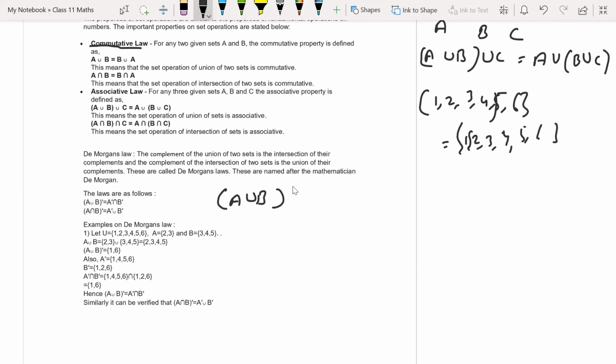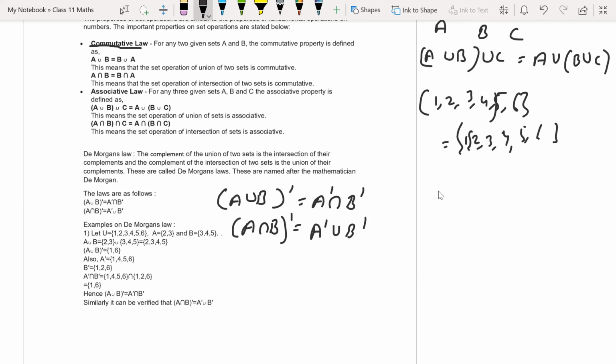the complement of A union B, or the complement of union of two sets, is the intersection of their complements, complement of A and complement of B. And the complement of intersection of two sets is equal to the union of their complements. This is De Morgan's law.